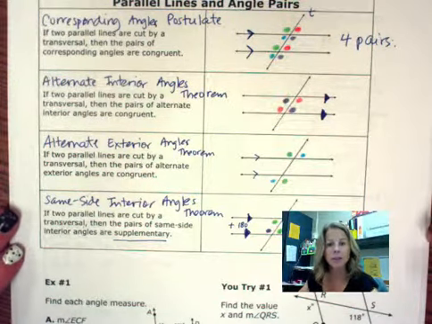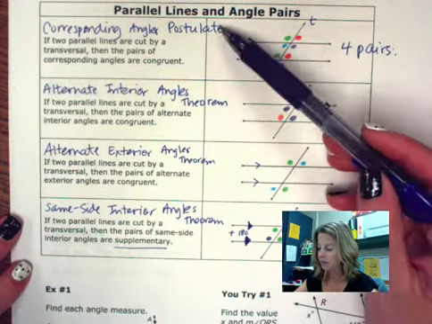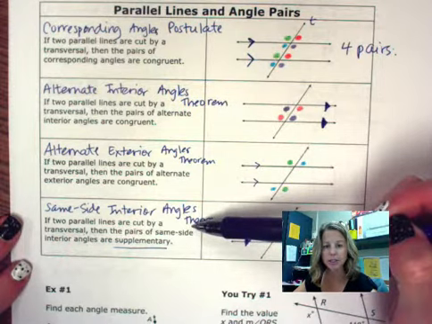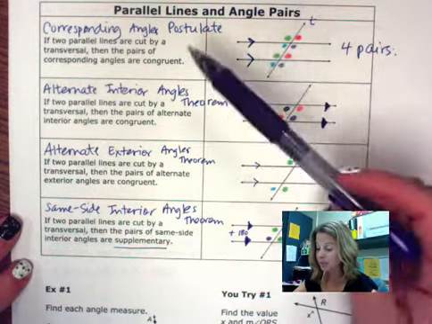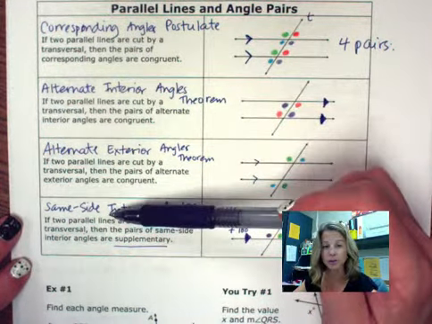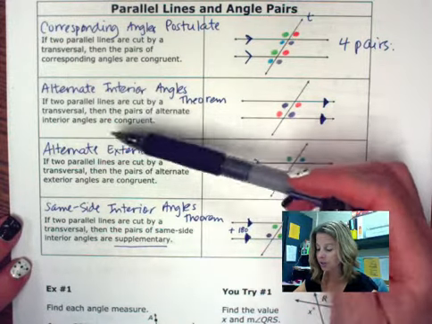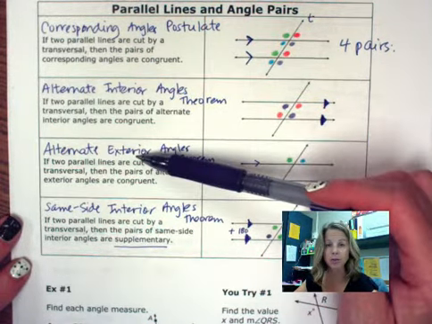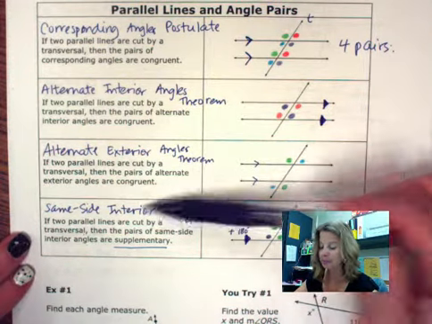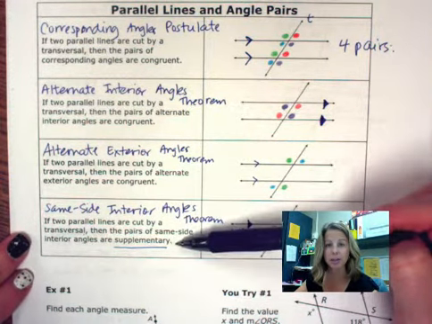All right, now that we have gone through defining our postulate and three theorems, let's work through some examples. Now remember, of our four types of angles, corresponding, alternate interior and alternate exterior angles are all congruent when lines are parallel, but your same side interior angles are supplementary. So that one's just going to be a little different.